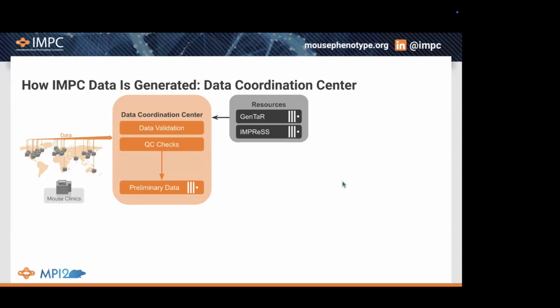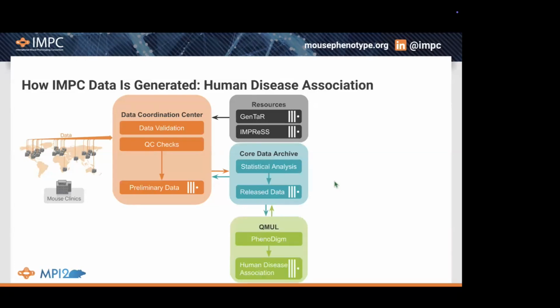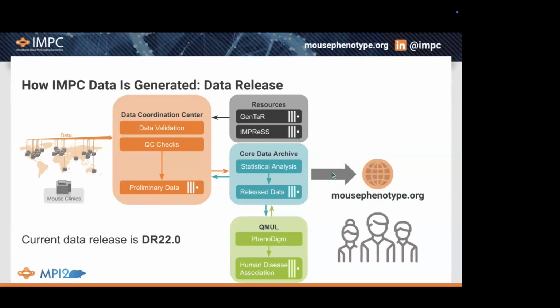After preliminary data is generated, it goes to the core data archive, where statistical analysis is run. Then Queen Mary University of London runs the human disease pipeline to generate human disease associations, and they use a phenotyping algorithm to do this. Diego will tell you more about phenotyping and human disease associations later. After that, all the data goes to mousephenotype.org, where data can be freely accessed by everyone. The current data release is data release 22.